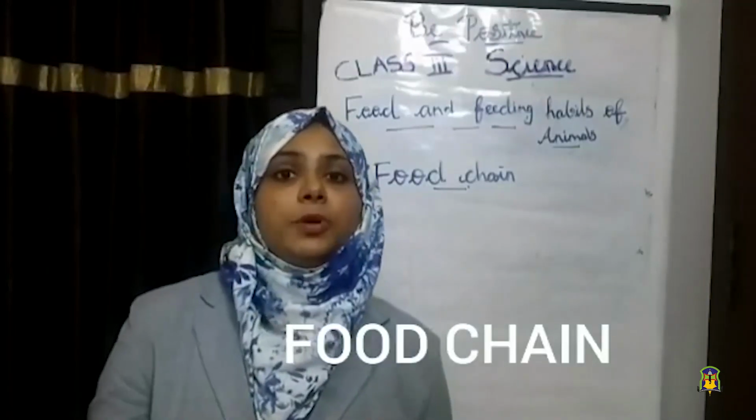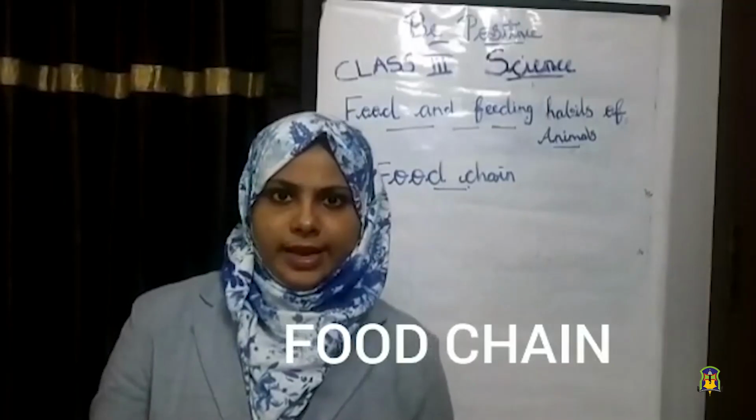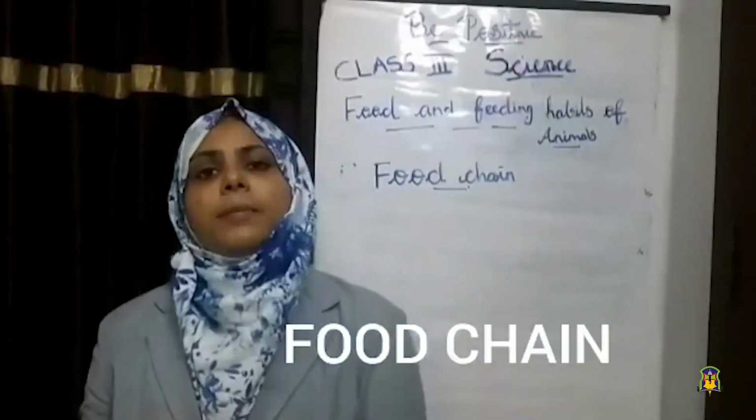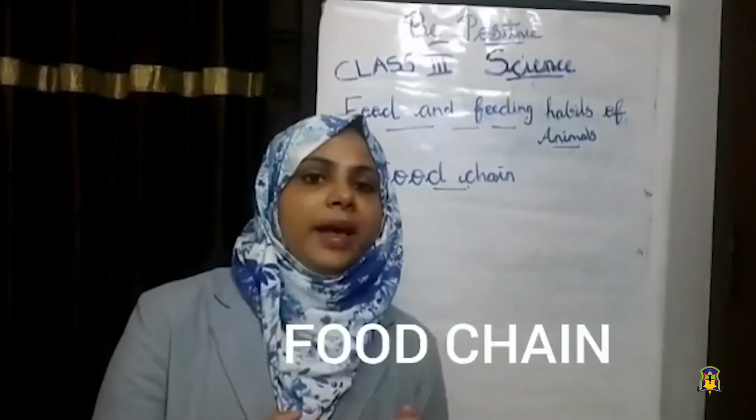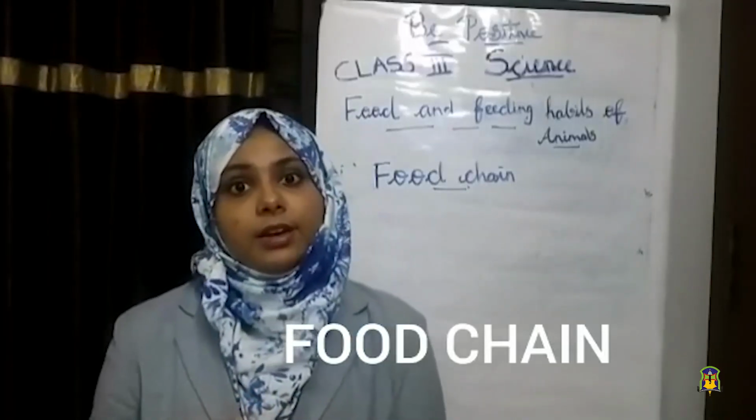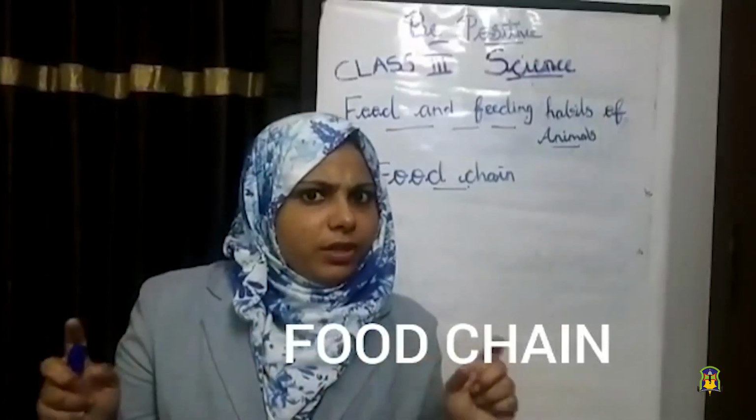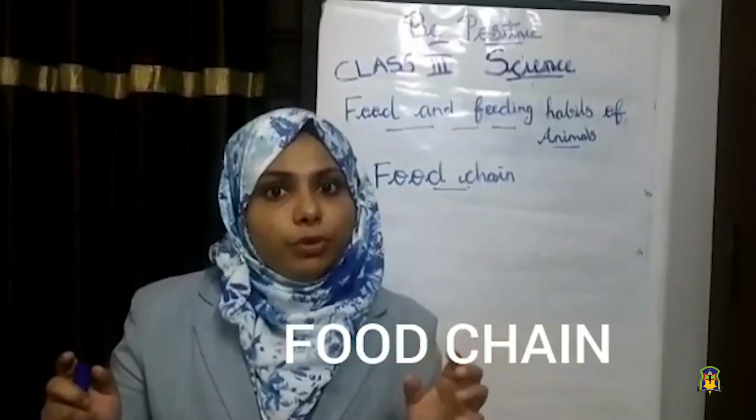We know plants produce their own food, isn't it? What about the animals? Yes, some animals are herbivores, some are carnivores, some are omnivores, isn't it? Yes, the herbivores depend on plants for their food. What about carnivores? Yes, carnivores depend on these herbivores. Here a chain is formed. Such types of chains are called food chains.